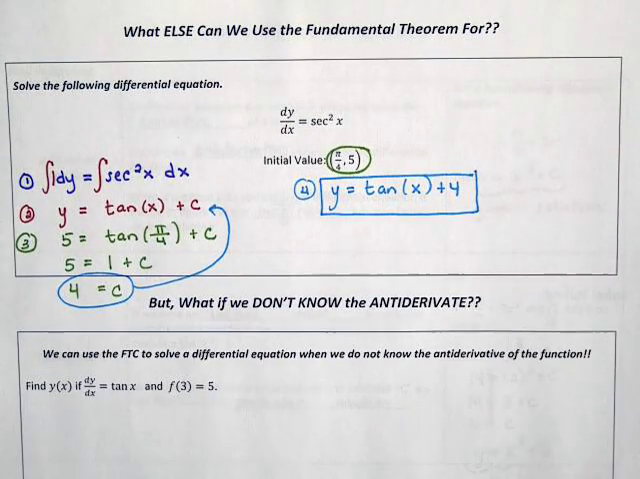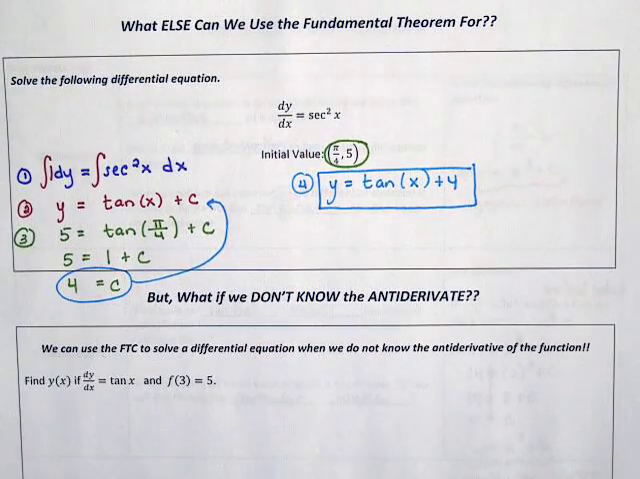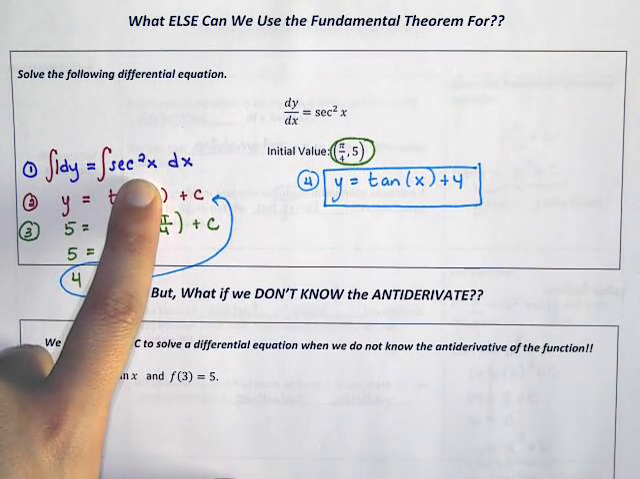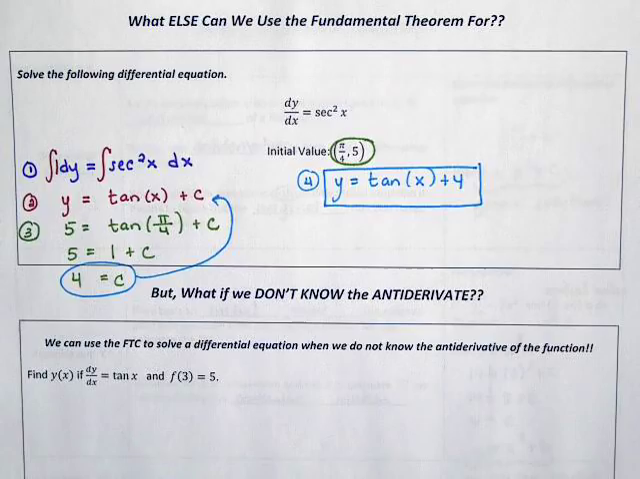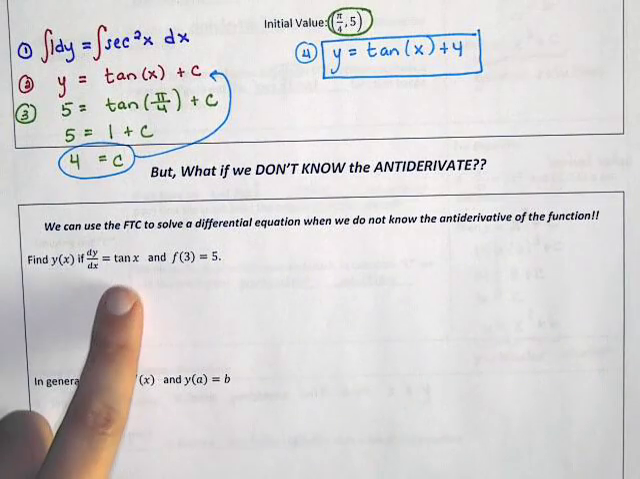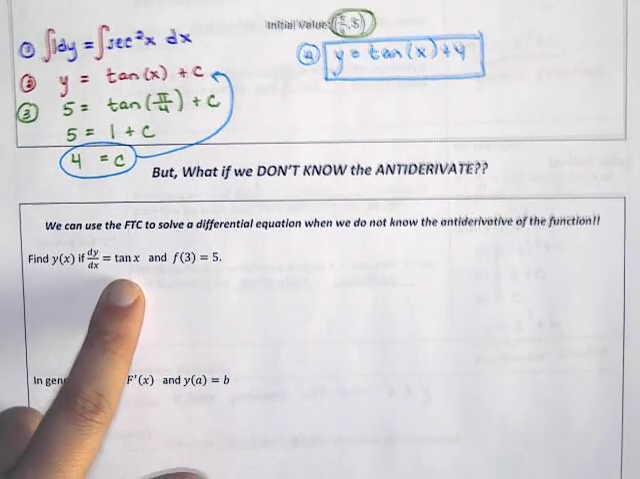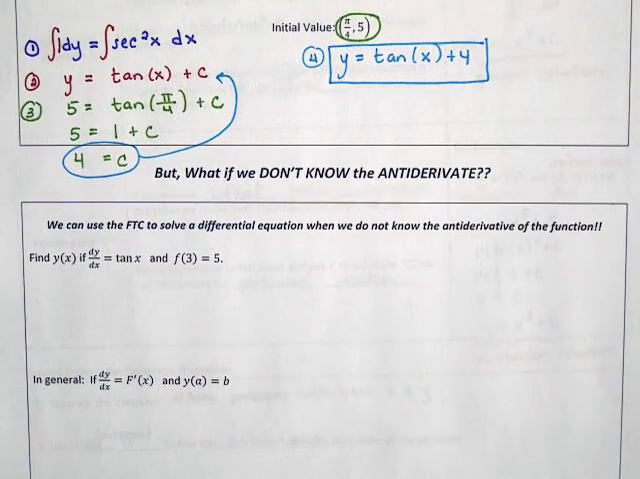Now, the fundamental theorem is going to help us solve differential equations, but it's going to help us solve specific types of differential equations. So what if I gave you a problem like this, but we didn't know the antiderivative of our function? For example, here I knew the antiderivative of secant squared was tangent. But what if I give you this problem? What if I tell you the derivative is tangent? I don't know the antiderivative of tangent. I don't know a function whose derivative would just be tangent. So how could you solve this?